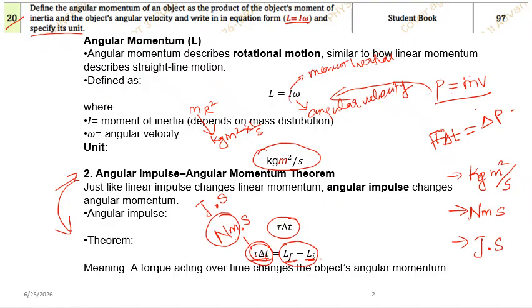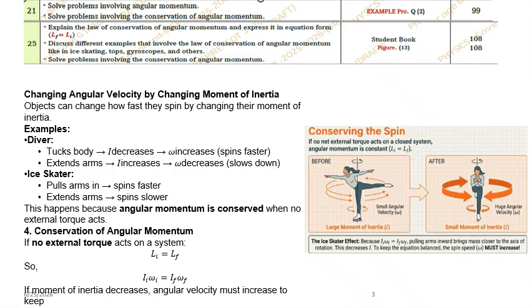Angular momentum is the rotational equivalent of linear momentum. In linear momentum, P is equal to mv. Over here, angular momentum L is equal to I omega. Question number 21 is connected to exactly the same thing: you have to solve numericals connected with angular momentum, and you need to consider the conservation of angular momentum as well. So let us discuss the conservation of angular momentum.